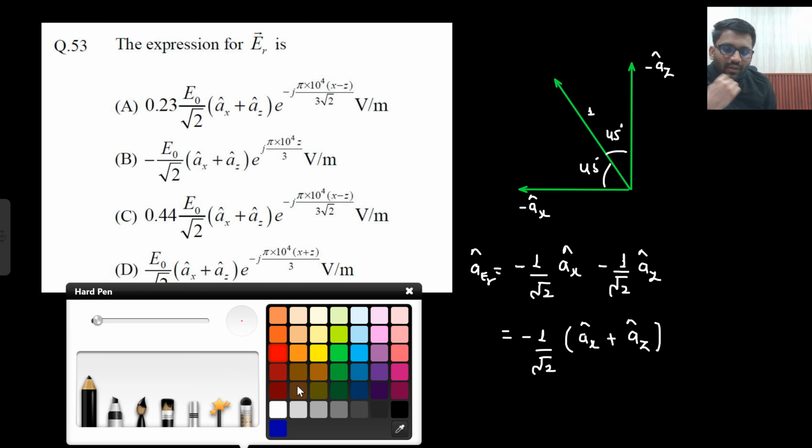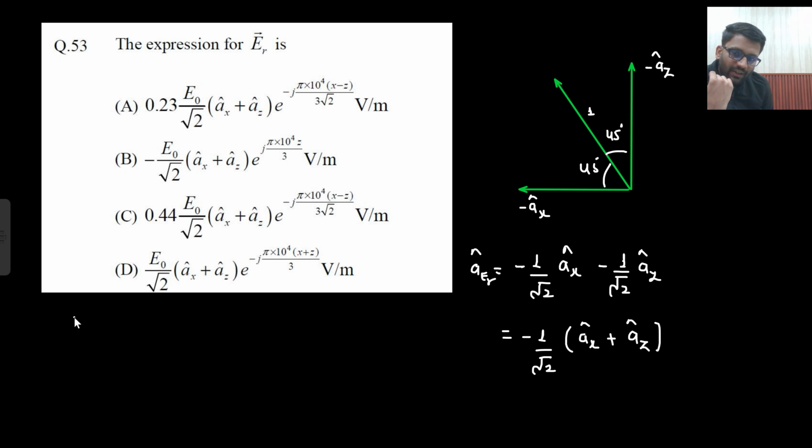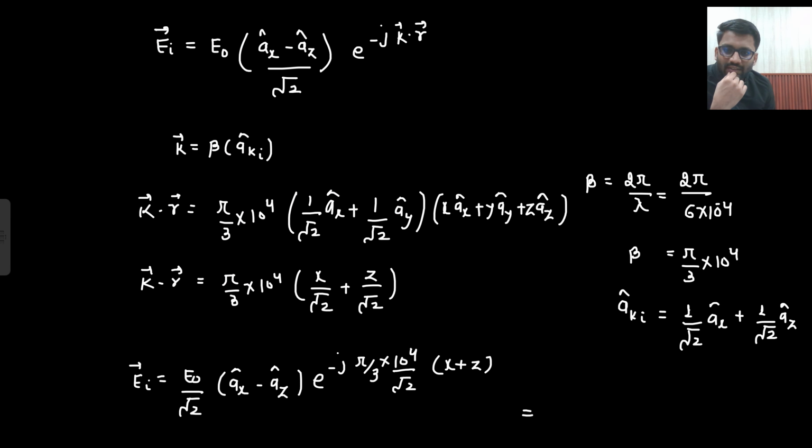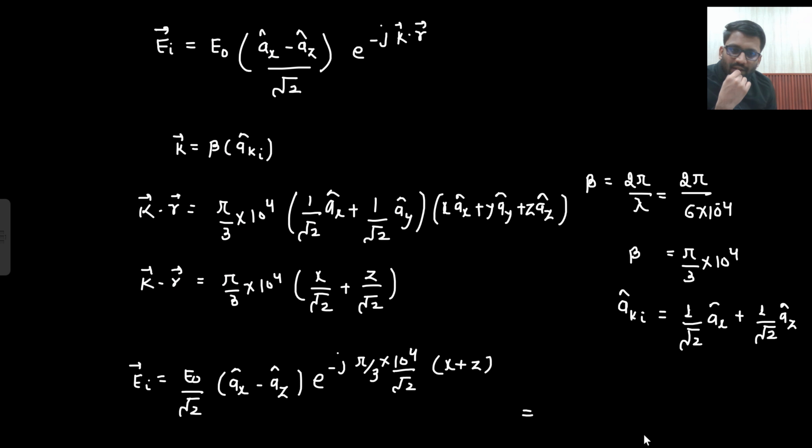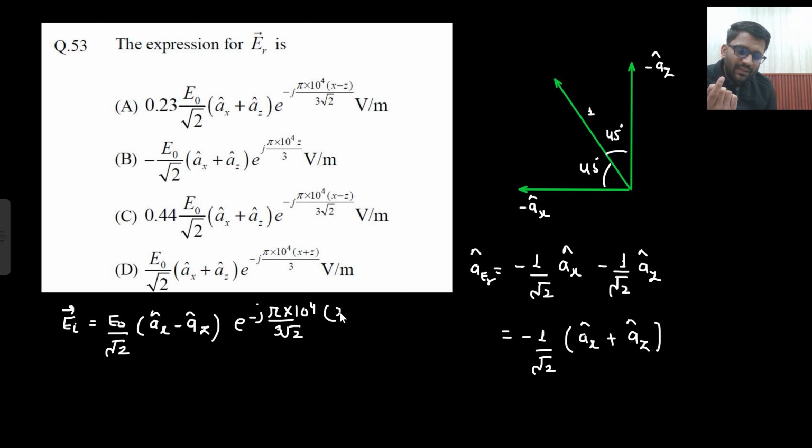Right? Now if I know my incident electric field, what was my incident electric field? E naught by root 2, and what was the direction? AX cap minus AZ cap, e to the power minus j beta, that is pi by 3 root 2 into 10 to the power 4, and here it was x plus z.